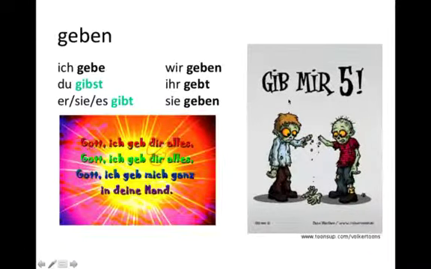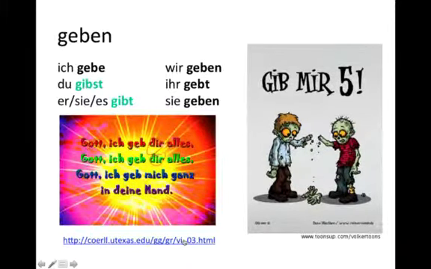Here's another example. I don't necessarily know if it's better. Gib mir 5. This is the imperative. That's why we're getting rid of the st. And we're saying give me 5. Gib mir 5. We have the dative right here in mir.